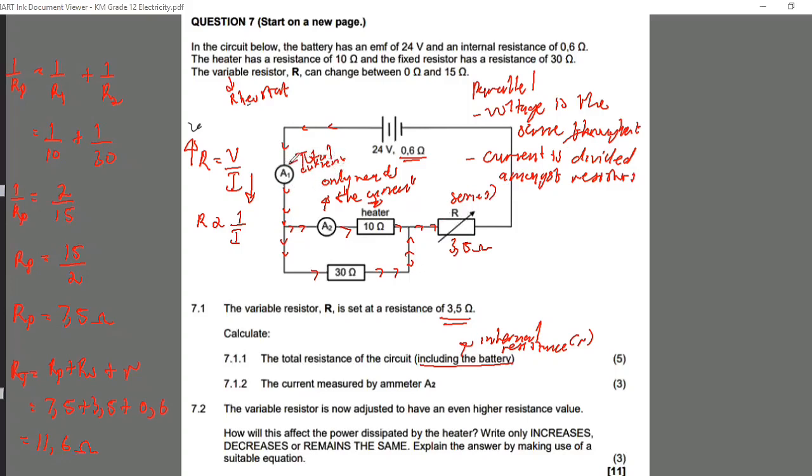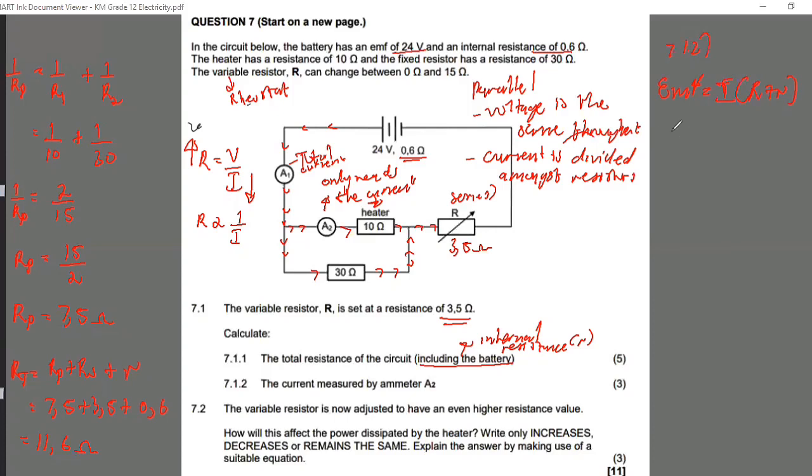So we know that the current that we are going to find in A1 is actually the current that flows in this variable resistor. So now, how can we find that one? We can simply use the fact that we are given the EMF here, and we are also given the internal resistance, and we do know the total resistance. Remember, this total resistance is the external resistance plus the internal resistance, or the resistance of the battery. So to answer 7.1.2, we'll say EMF, and we make use of this formula: I equals EMF over R plus small r.